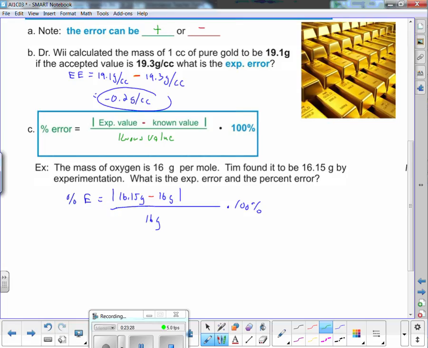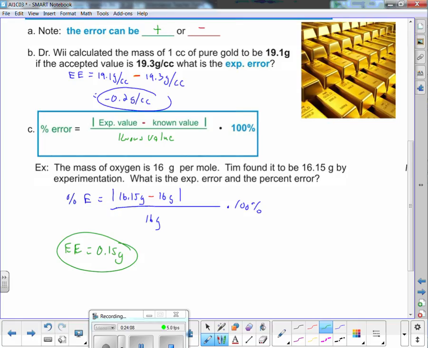Before I go too far, let's figure out the experimental error. On that one, we are worried about positive and negative. So what's the experimental error? Somebody raise your hand and tell me. Andrew? You're too far ahead. All I'm looking for right now is the experimental error. Kirsten? 0.15 grams is the experimental error. I was just looking for the numerator right now, without the absolute value, because that's the experimental error.